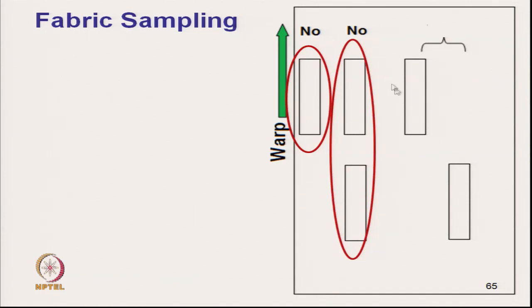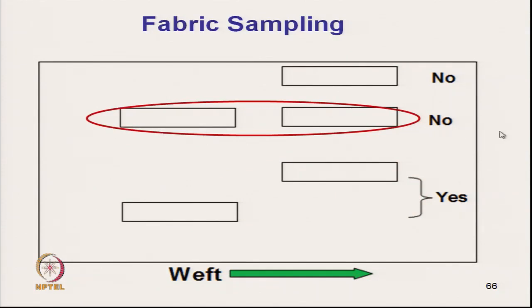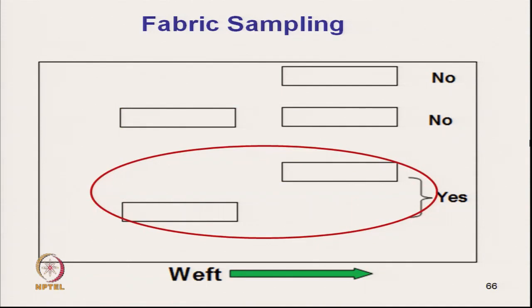And what about these two? These are correct sampling, because they contain different sets of warps and different sets of wefts. Also, if we want to take only warp, these two will work, as far as only warp is concerned. Similarly for weft, if we see this sample in the weft direction, sample 1 is not correct because it is at the edge of the fabric, this is also not correct, same weft, and this is correct, because they contain different sets of threads.